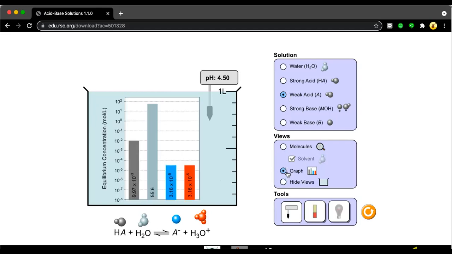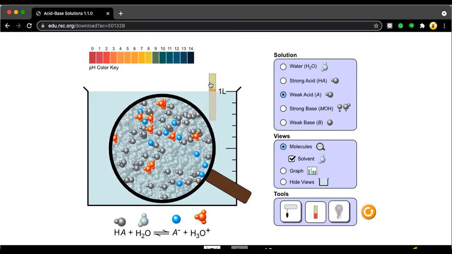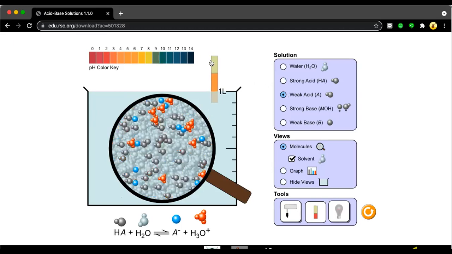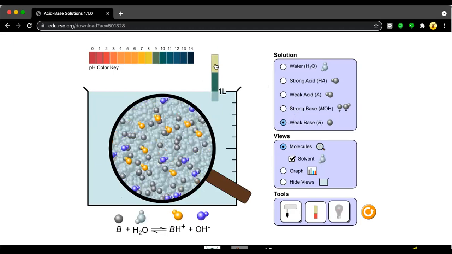Okay. Then you can have various tools, not just a pH meter. You could have this one, universal indicator paper. Strong acid, red. Weak acid, yellow. Strong base, okay, should be violet. Then weak base should be an even lighter color.